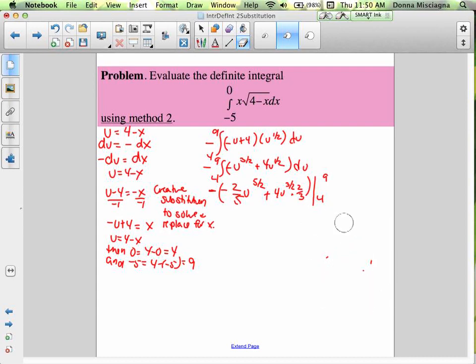I just wrote all that work down. Oh, silly me. Okay, well, that's wrong. Everything is wrong. I have to plug in the 9. We have 2 terms. Plug in the 9, then plug in the 4.